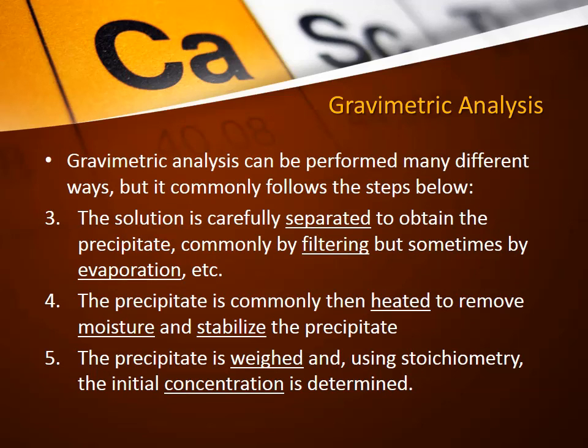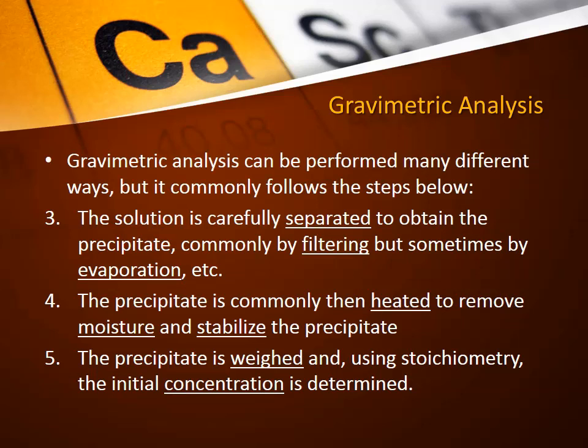Then you carefully separate the solution to obtain the precipitate. We filtered it out, and actually we're supposed to then put it in an oven and dry off the water, so that as best we could we had just the actual precipitate. So, which is actually step 4. We generally then heat it to remove the moisture. Sometimes this also stabilizes the precipitate. It may not be very stable in the solution form.